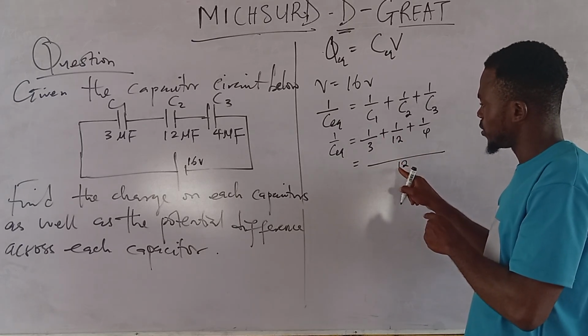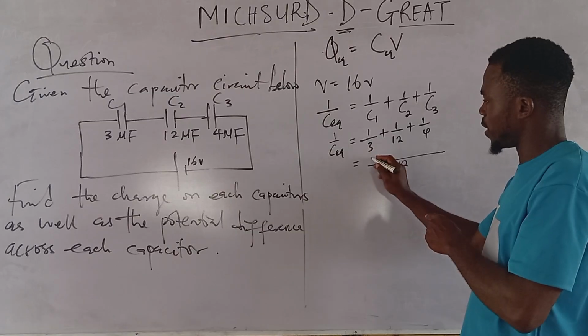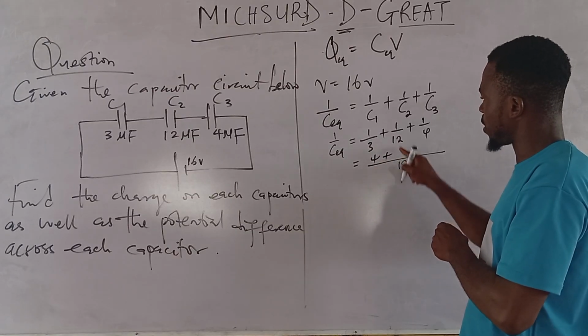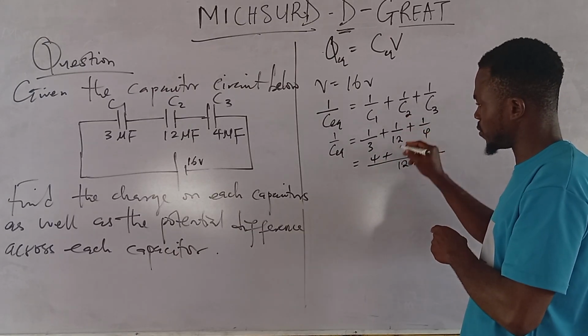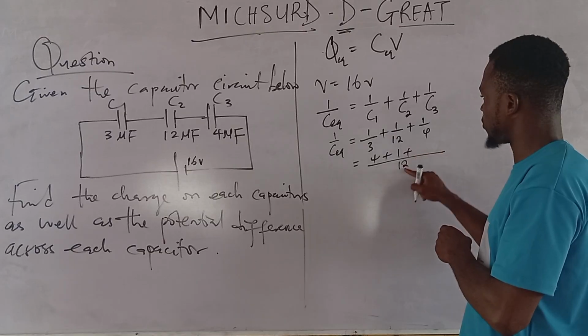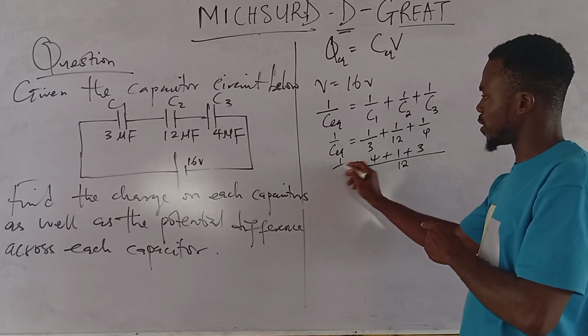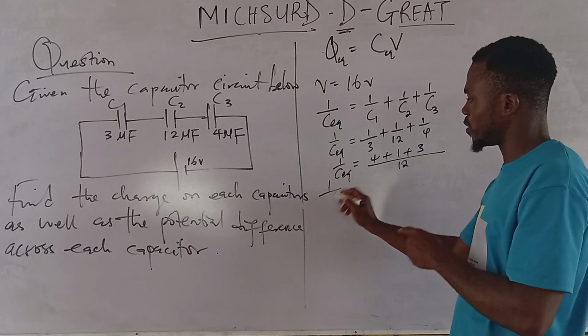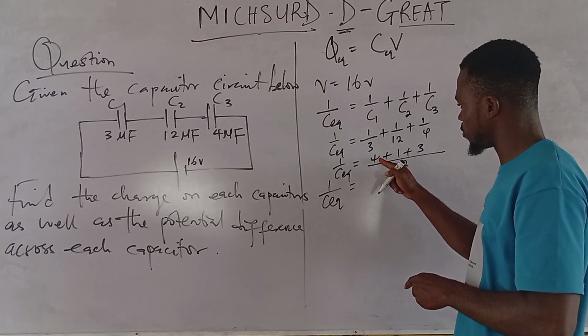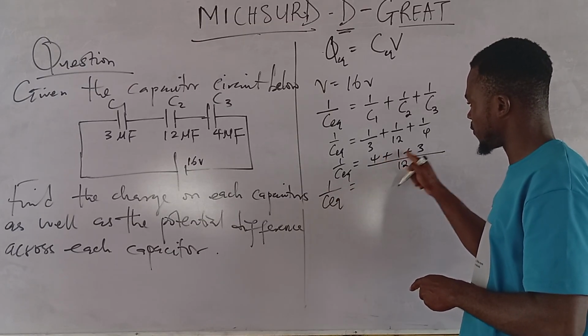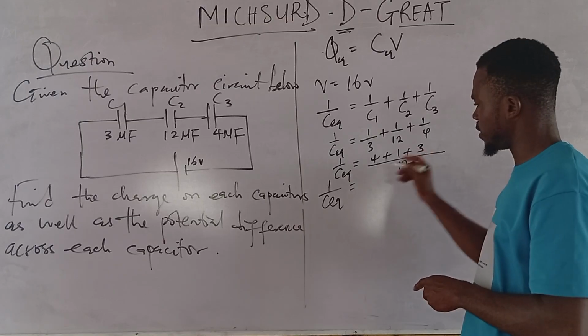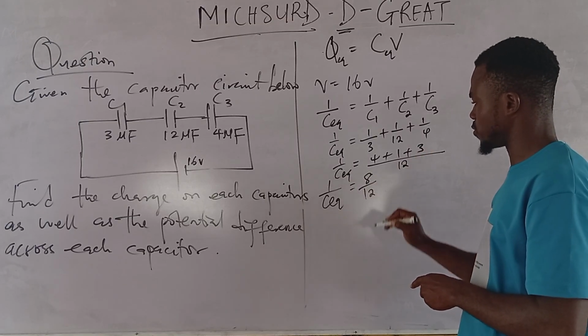So if we use 12 to divide by 3, we have 4, plus 12 into 12 is 1, multiplied by this, we have 1. Then 12 into 4 is 3, multiplied by this, we have 3. So this is 1 over the equivalent. So 1 over the equivalent is equal to 4 plus 1 is 5, plus 3 is 8. So we have 8 over 12.